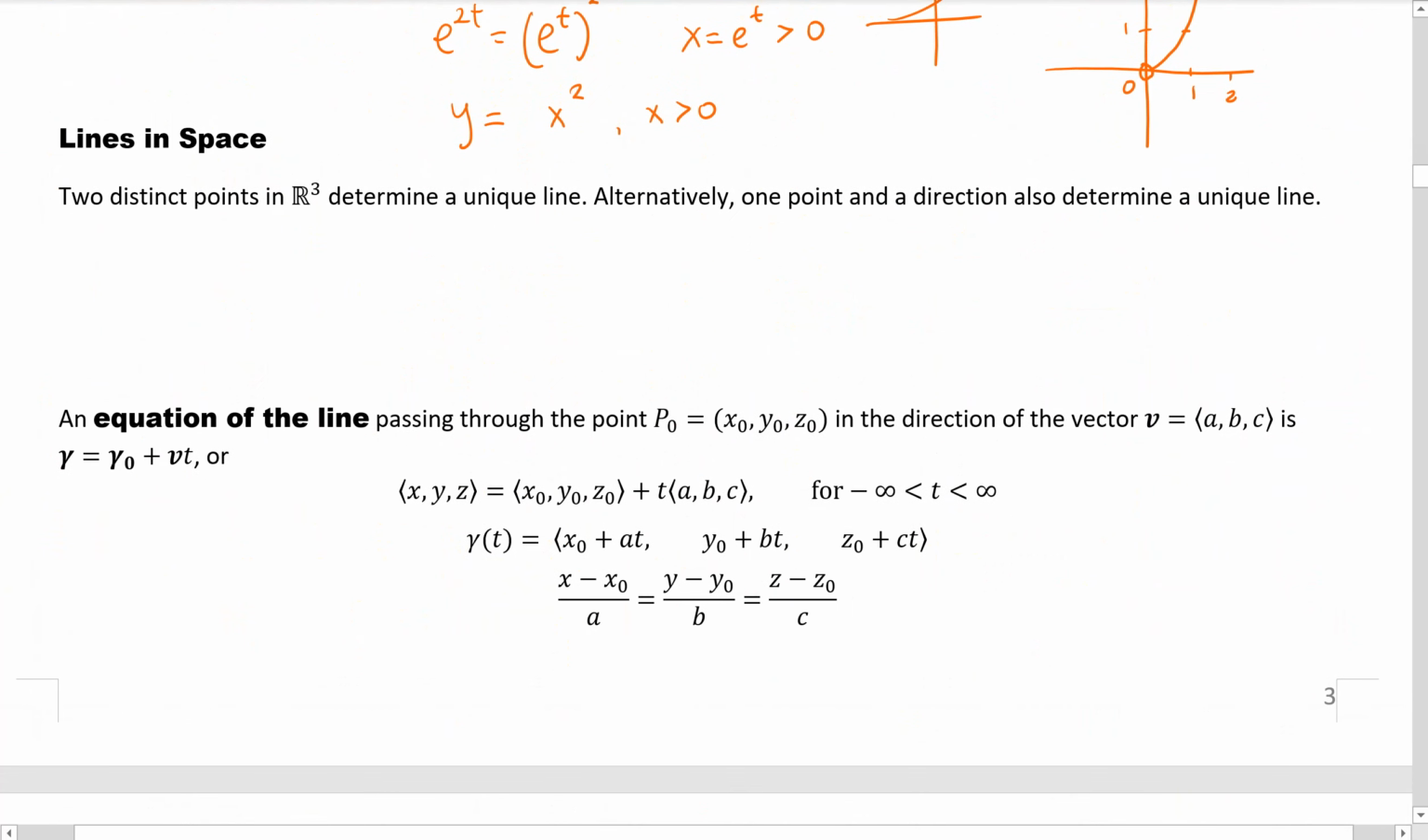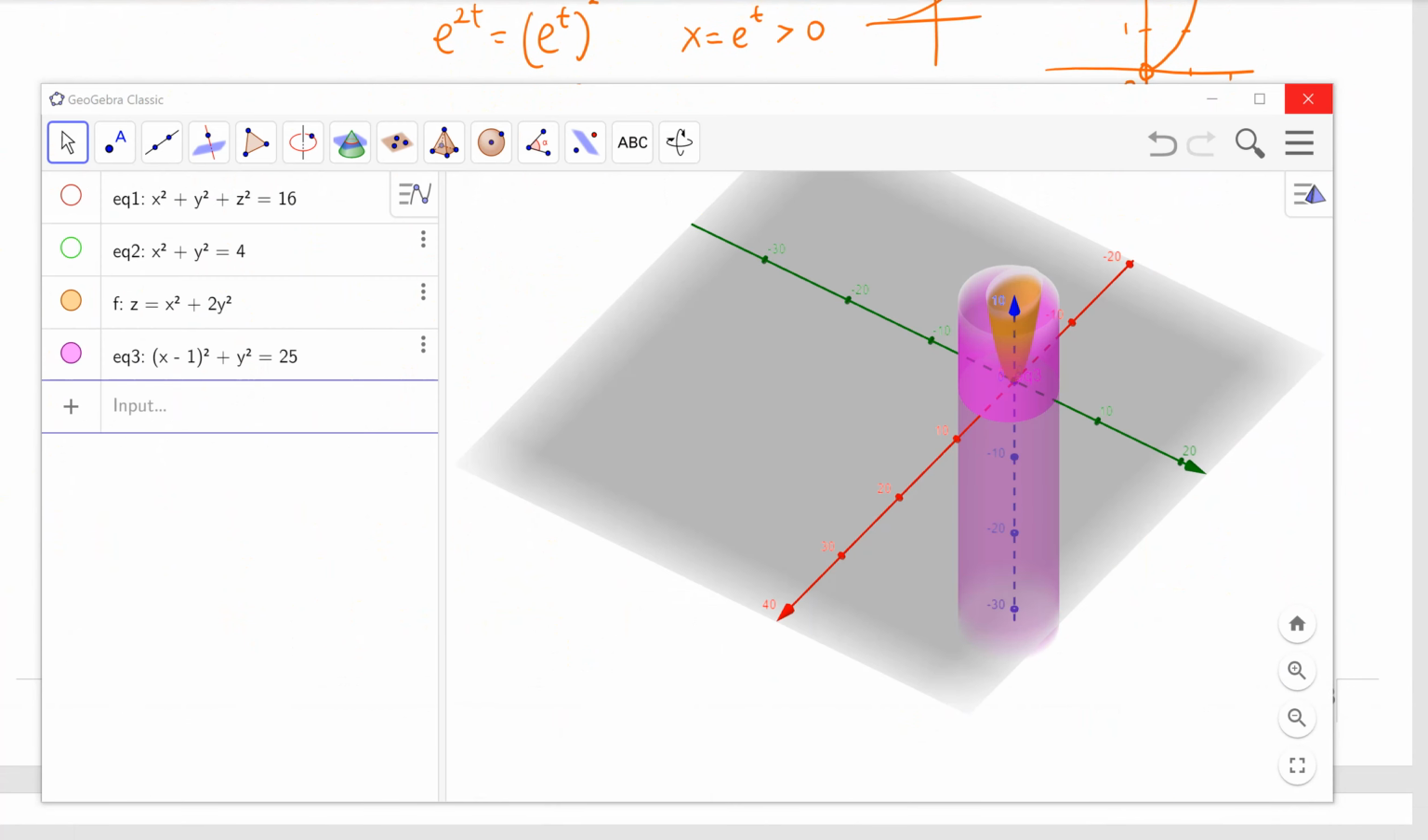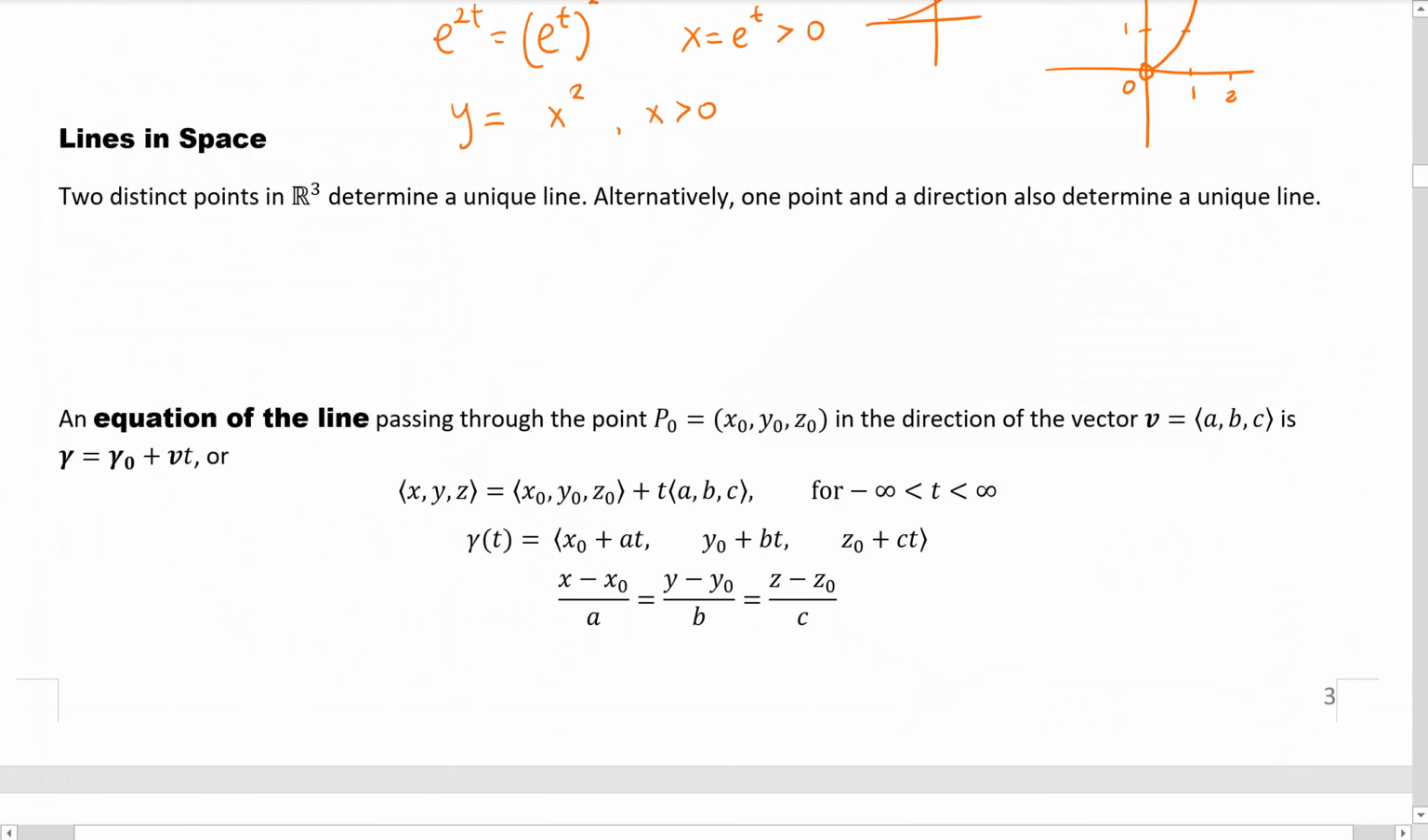Okay, so let me close this one. Okay, so lines in space. 2 distinct points in R3 determine a unique line. Alternately, 1 point and a direction can also determine a unique line. So we have a line here. We know 2 points can fix a line. And actually 1 point, P0, and a direction V can also help us to fix a line.